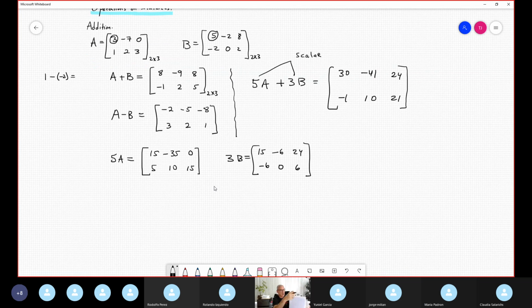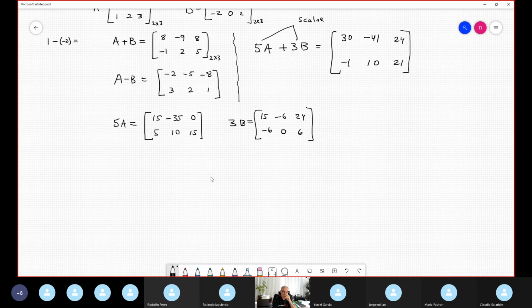Yeah. And we're doing it by hand. But in real life, we're using the software, of course. I want to show you, but not now. Let's say multiplication. The multiplication is more complicated. Multiplication of matrices.